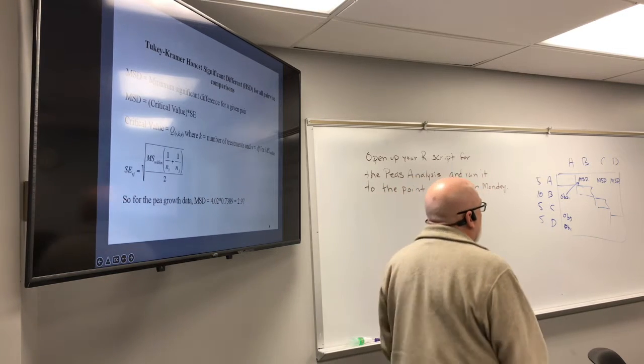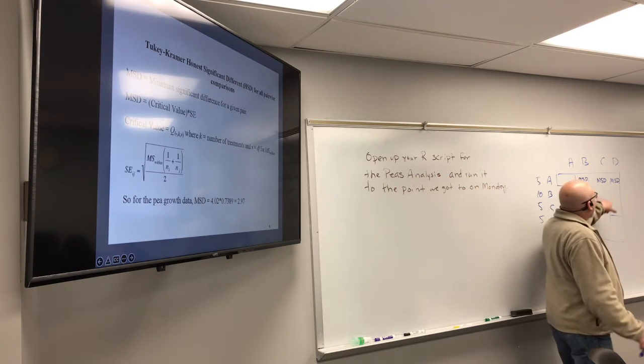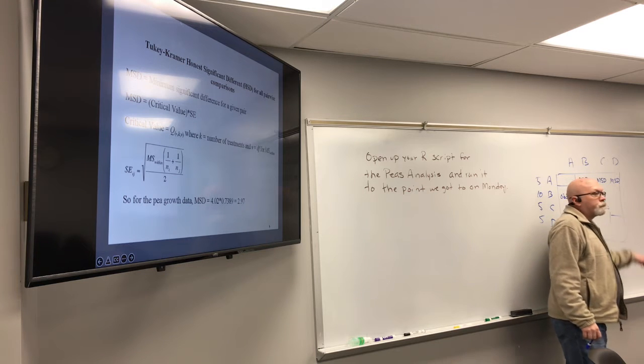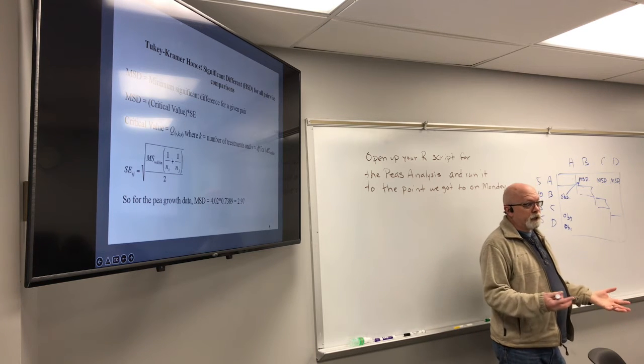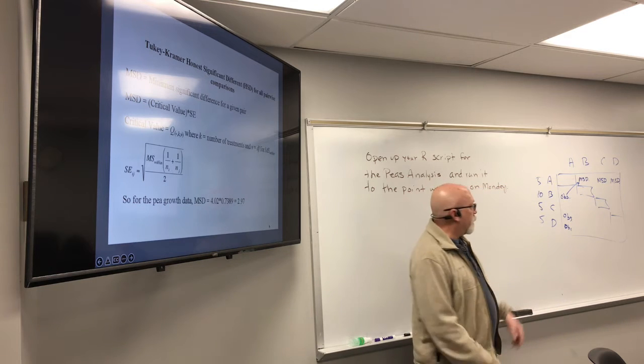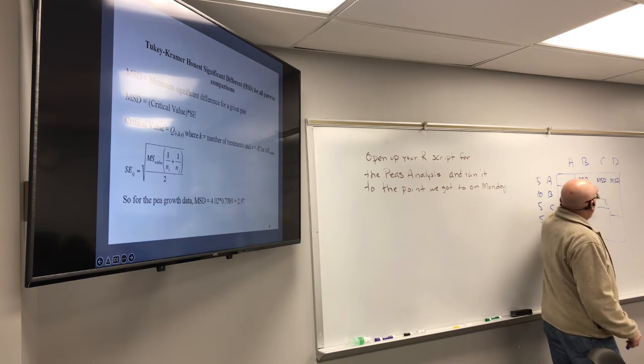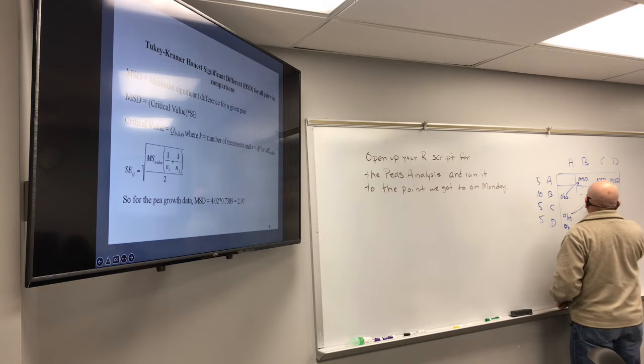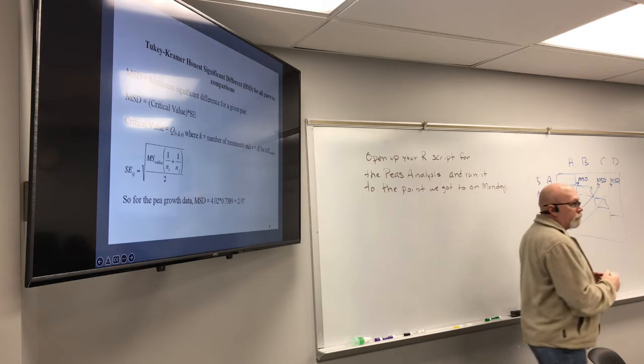The reason I make this table this way is so I can see if the minimum significant difference changes because the sample size changes. And then it's just a matter of: is this one bigger than that one? Is this one bigger than that one? Is this one bigger than that one?